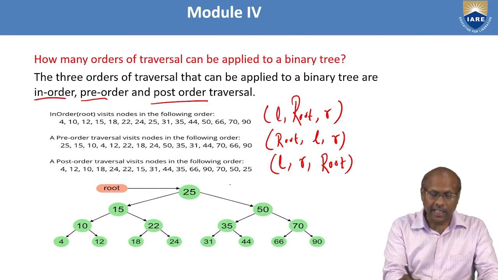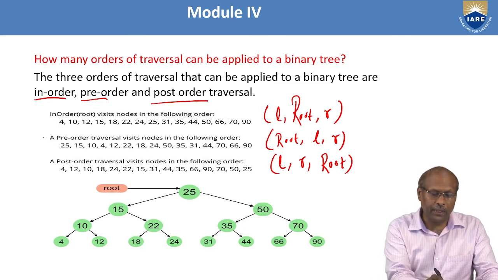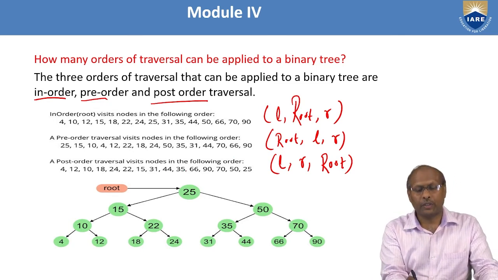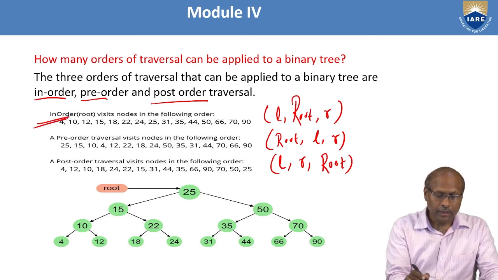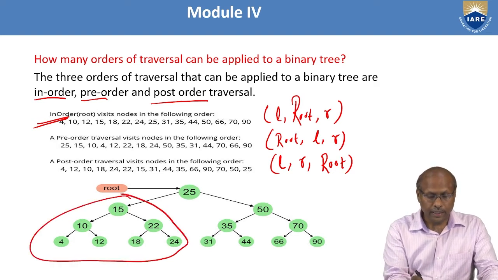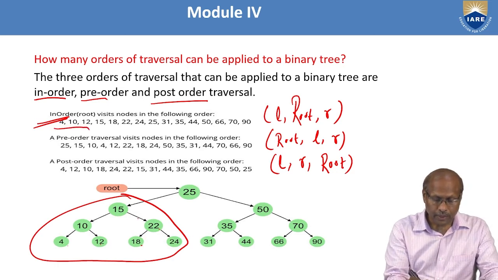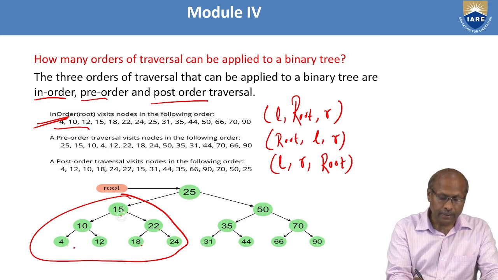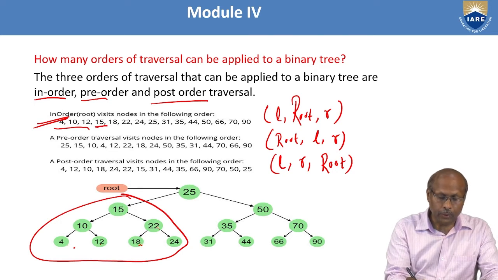Now if you observe this tree, they may sometimes ask the question: for this given tree, what is the pre-order, or what is the in-order, or what is the post-order. Now first you will see the in-order traversal. The in-order says first go to left. For left, 4, 10, 12, and then root. Root is 15. And then right, 18, 22, and 24. So this is the right tree.